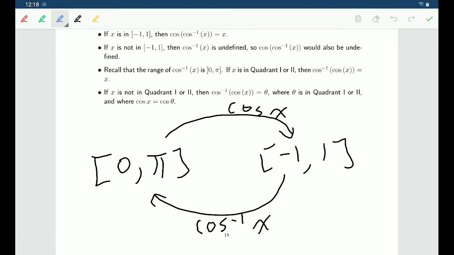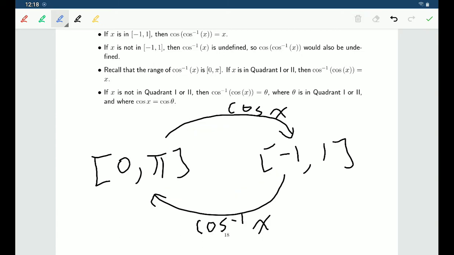Alright, welcome back everyone. So a lot of this is going to be similar to the previous video. Here I've already drawn the restricted domain for cosine and the range. So if you gave cosine an angle in that restricted domain, it'll give you a number in that range, and cosine inverse will take you back to the start. If you give cosine inverse something in its domain, then cosine will return you back to the start again.